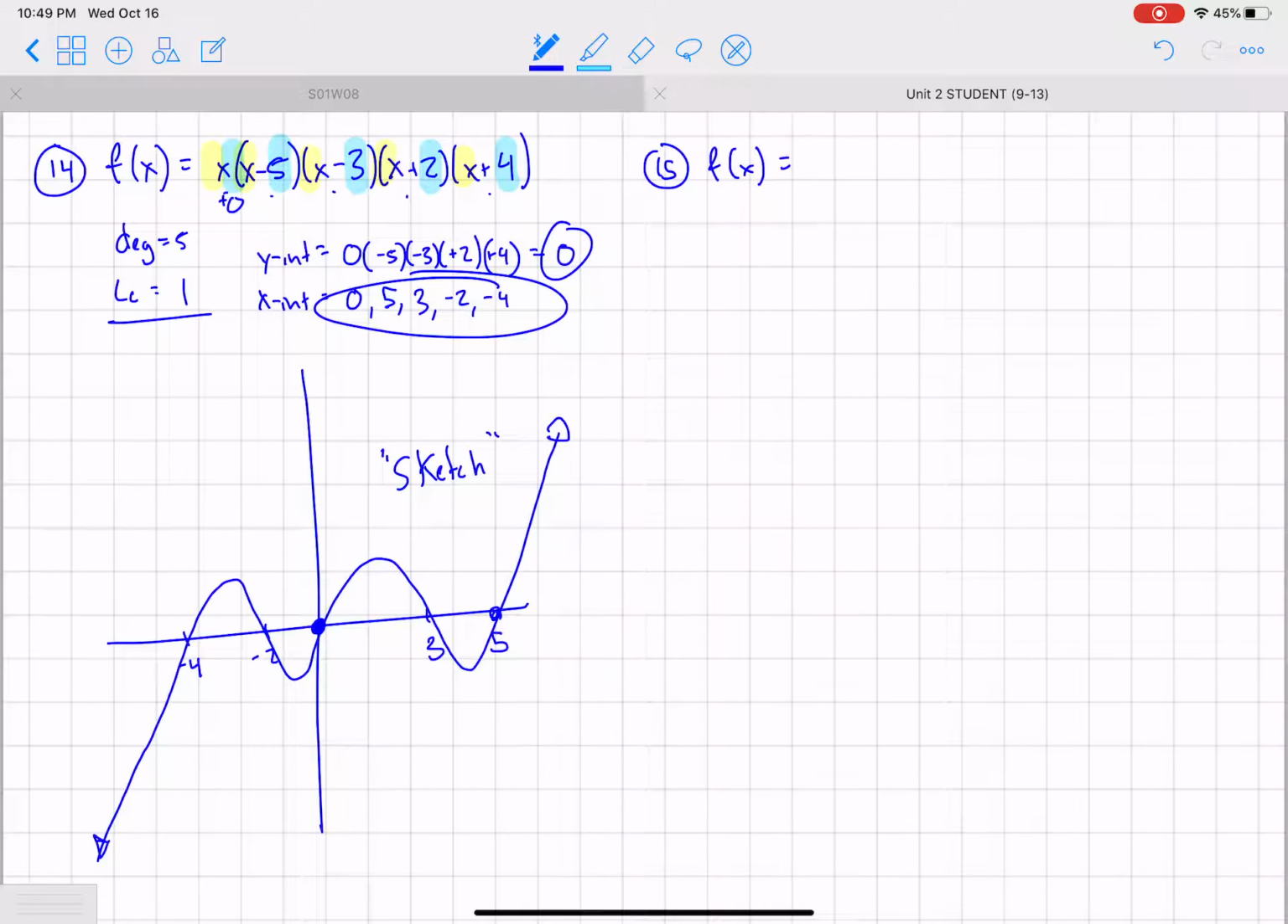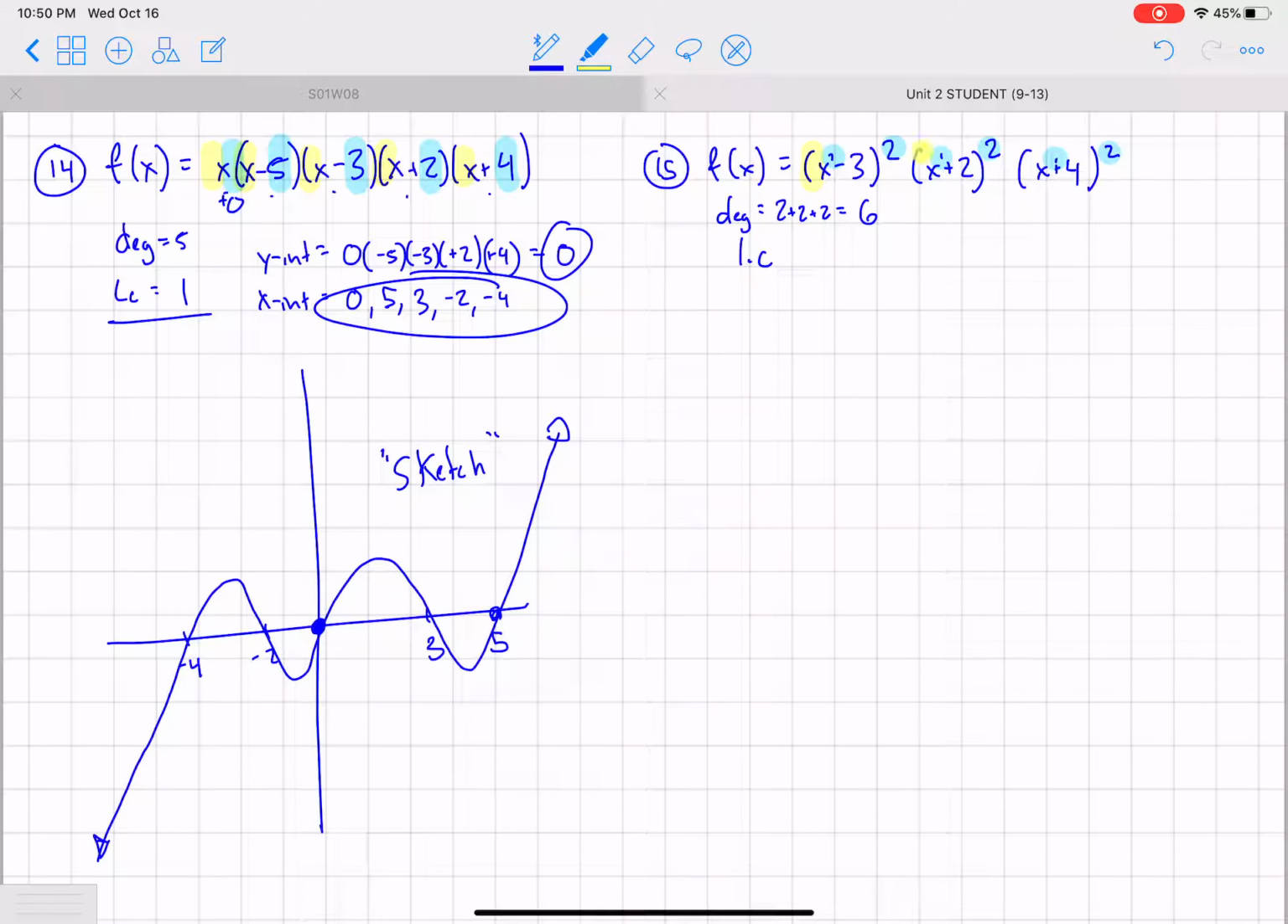So now we have f of x equals x minus 3 squared, x plus 2 squared, x plus 4 squared. So to find our degree here, we look at all of our exponents inside and outside of the parentheses. And because those exponents are all 1 on the inside, all we do for our degree is 2 plus 2 plus 2, so 6.